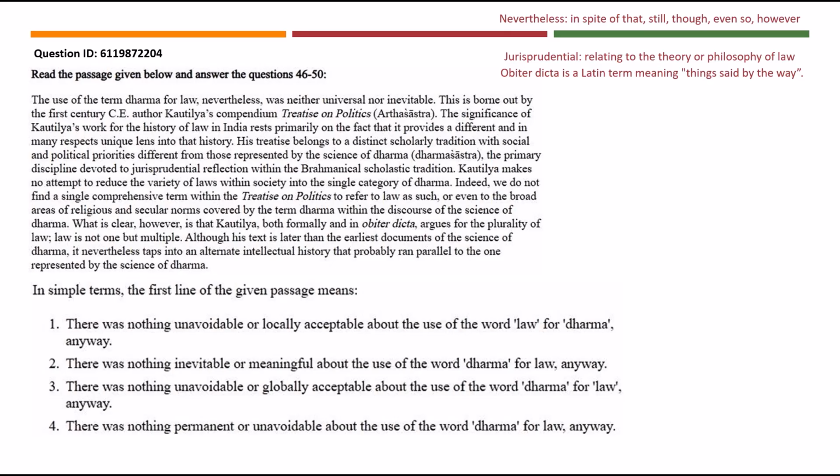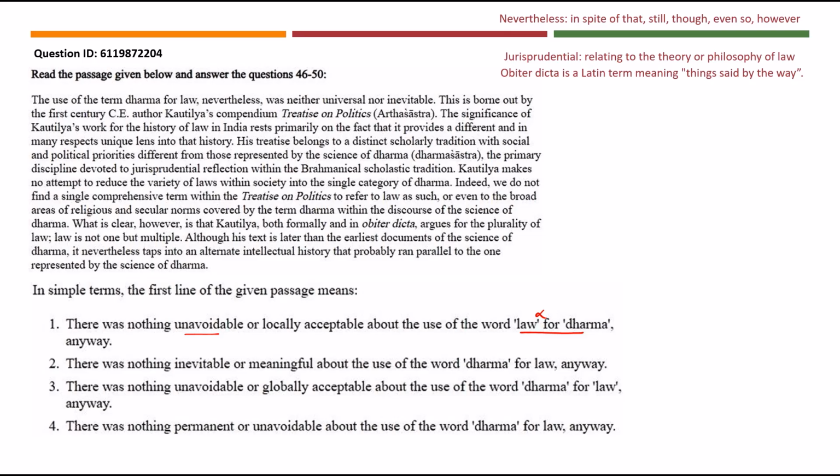In simple terms, the first line of the given passage means... I am very happy that they understood that the first line is complicated. What is the first line? The use of the term dharma for law nevertheless was neither universal nor inevitable. We will go for all the 4 statements now. There was nothing unavoidable or locally acceptable about the use of the word law for dharma. So here they talked about dharma for law and not about law for dharma. This is actually wrong. And again, inevitable is unavoidable, that is fine.